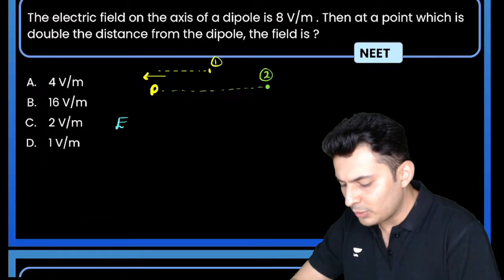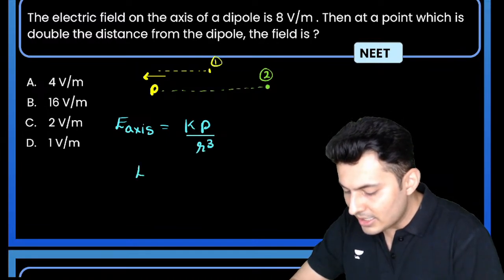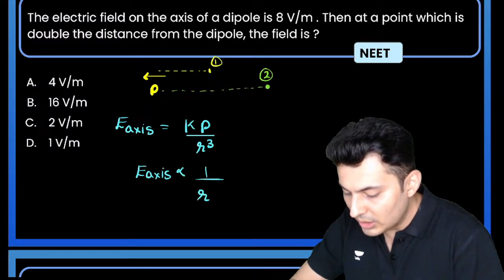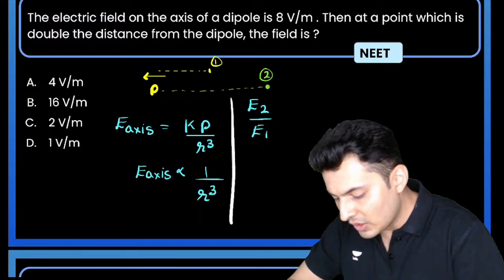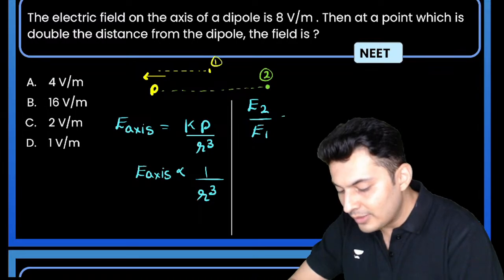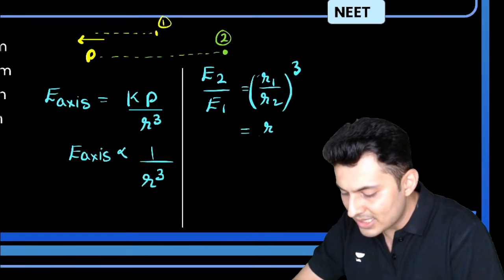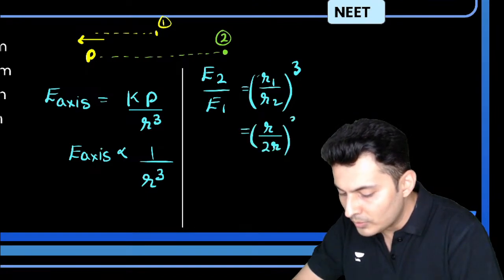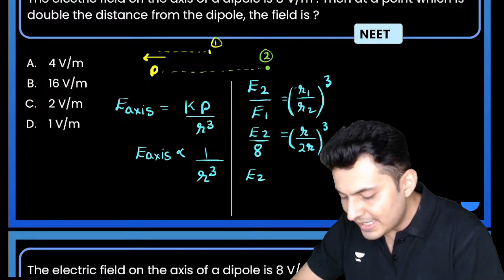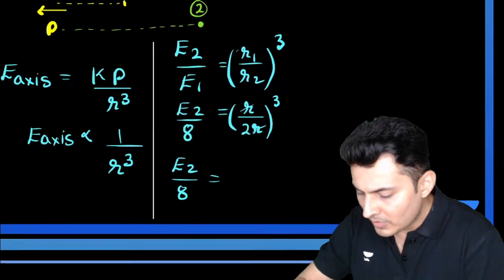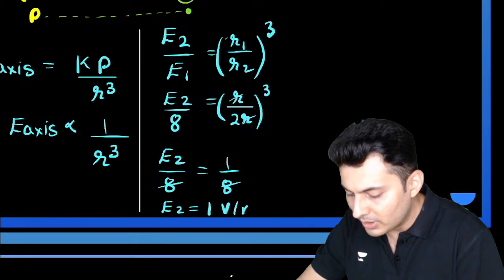I think we should go with the formula of electric dipole field on the axis. It is nothing but Kp by R cube. Interestingly, the axial field is inversely proportional to the cube of the distance. So therefore, E2 divided by E1, because I want to find the new field with respect to the old field, will be nothing but R1 by R2 whole cube. If the original distance was R, the next distance R2 will be 2R whole cube. E2, I do not know. E1 was given to be 8 volts per meter. So I'm just going to put 8 over here. So E2 by 8 is equal to R and R will get cancelled. So 1 by 2 cube is basically 1 by 8. Even 8 will get cancelled and I will get E2 as 1 volt per meter.